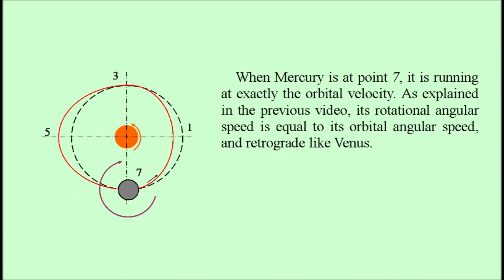When Mercury is at point 7, it is running at exactly the orbital velocity. As explained in the previous video, its rotational angular speed is equal to its orbital angular speed, and retrograde like Venus.